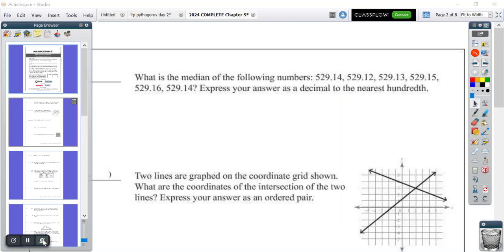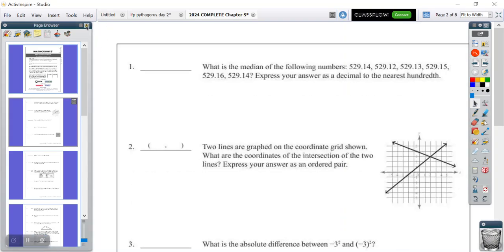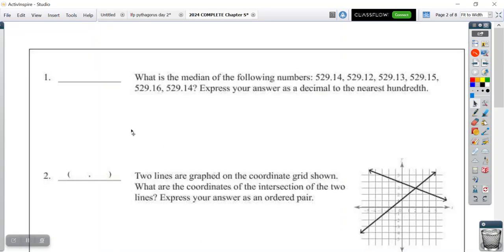So here we go. For question 1, we are being asked, what is the median of the following numbers? Express your answer as a decimal, rounded to the nearest hundredth. Now, the median is the middle number. So what we are going to be looking for is we want to order these numbers from biggest to smallest. And when I'm looking at the numbers, I notice that every number has 529 in it. So I'm going to disregard that because we're trying to go fast, right?